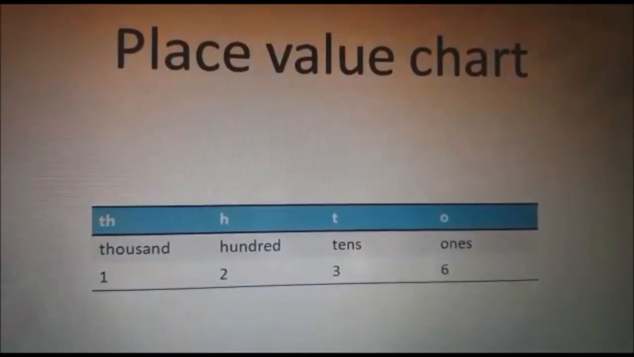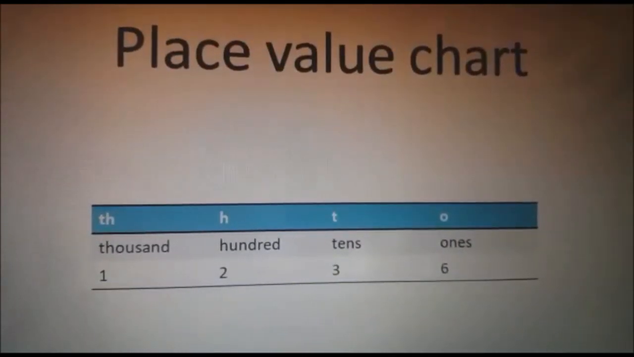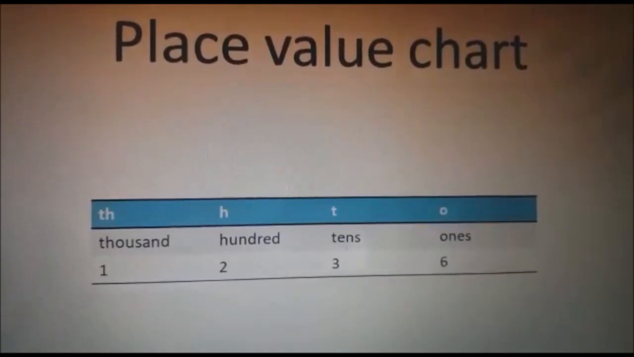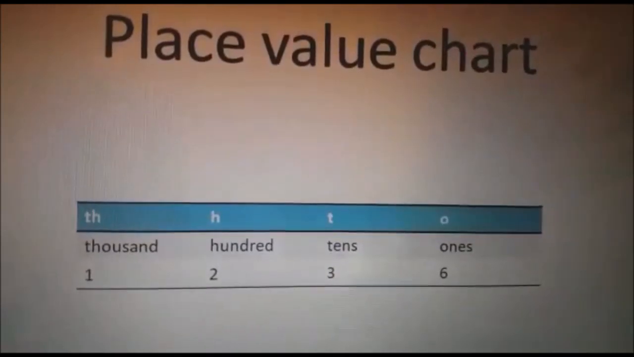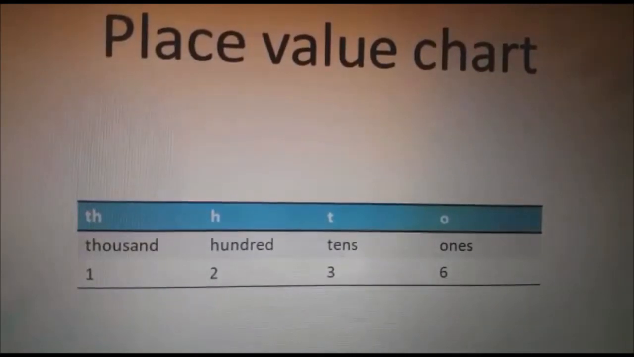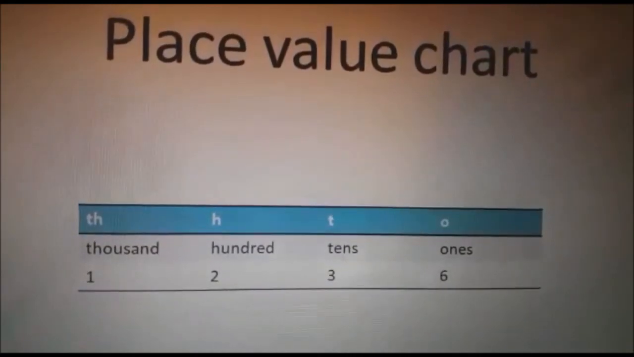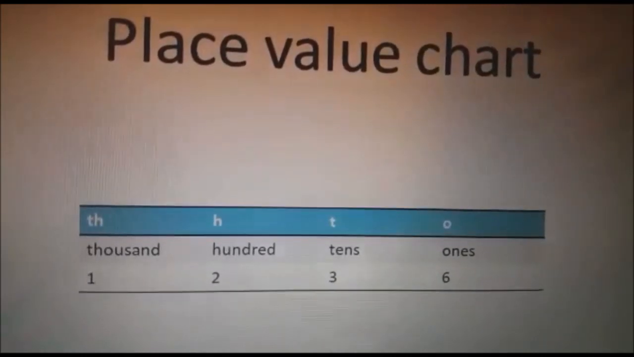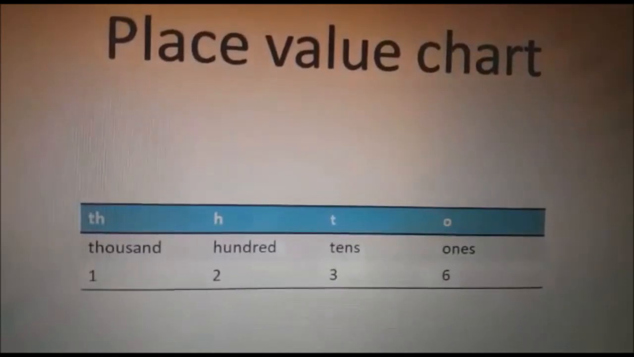Look at this chart. O stands for ones, T stands for tens, H stands for hundreds, TH stands for thousands. Okay children, if the number is 1, 2, 3, 6, how do we write it in the place value chart? Look at the chart. First we write ones, and the ones digit is 6.